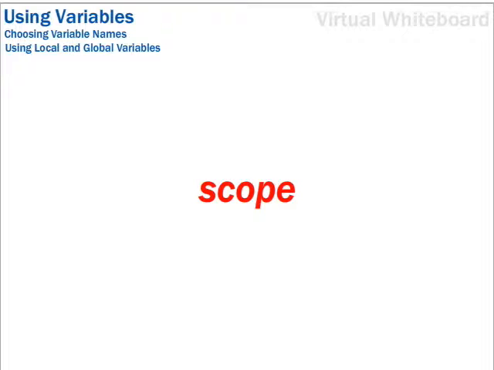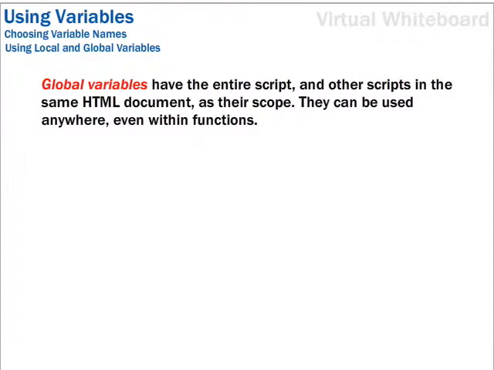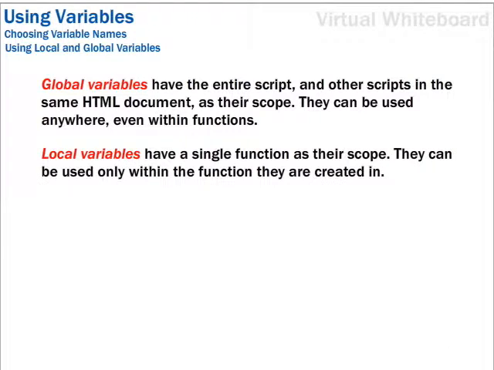There are 2 types of variables. Global variables have the entire script and other scripts in the same HTML document as their scope. They can be used anywhere, even within functions. Local variables have a single function as their scope. They can be used only within the function they are created in.